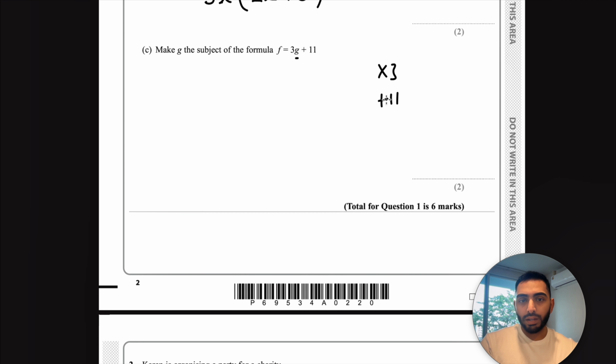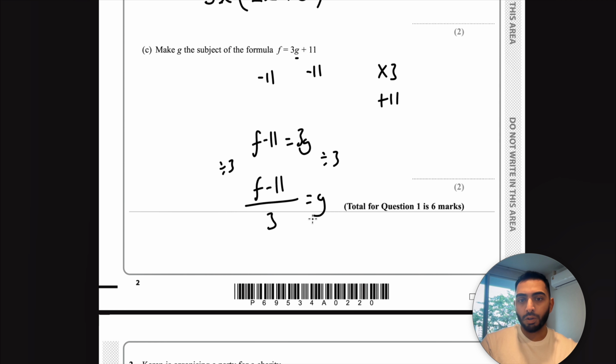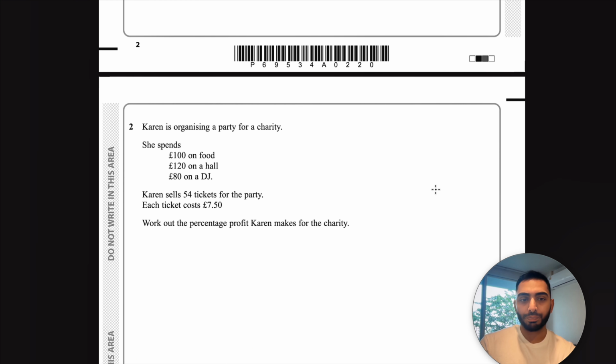We're going to take away 11 from both sides first. So I'm going to take away 11 there and take away 11 there. Now I've got f minus 11 equals 3 lots of g. And then the opposite of times in by 3 is divide by 3. So divide by 3 there and divide by 3 there. I'm going to write this all over 3. So it'd be f minus 11 all over 3 is equal to just g on its own. And you can see I wanted g as a subject and I've got g on one side on its own.